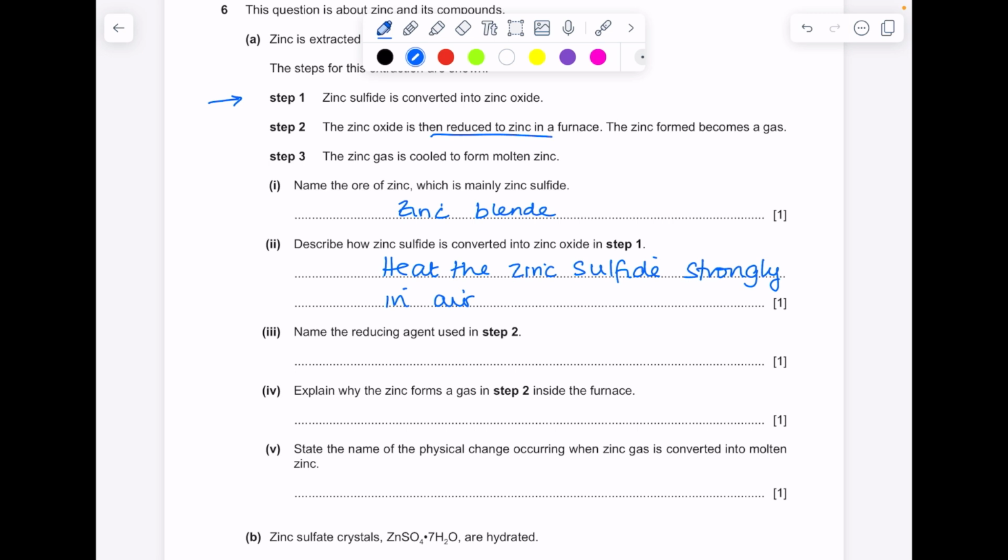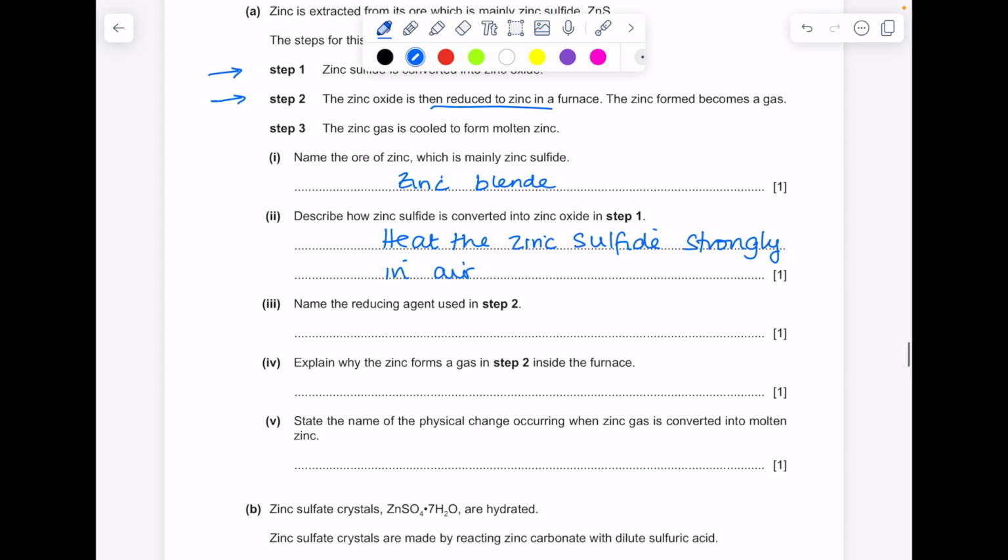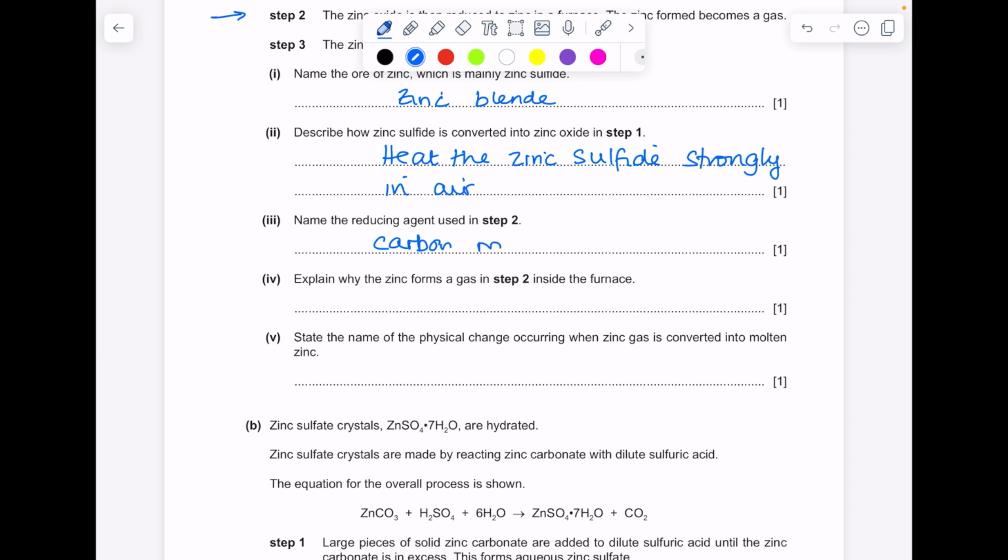Name the reducing agent used in step 2. We're taking that zinc oxide, we're removing the oxygen to form zinc. So what's causing the removal? It's the addition of carbon monoxide.